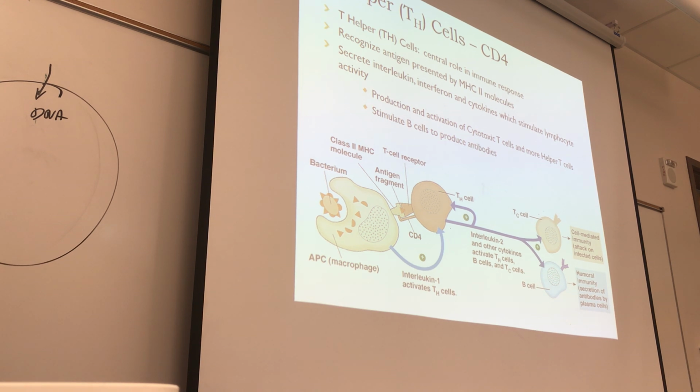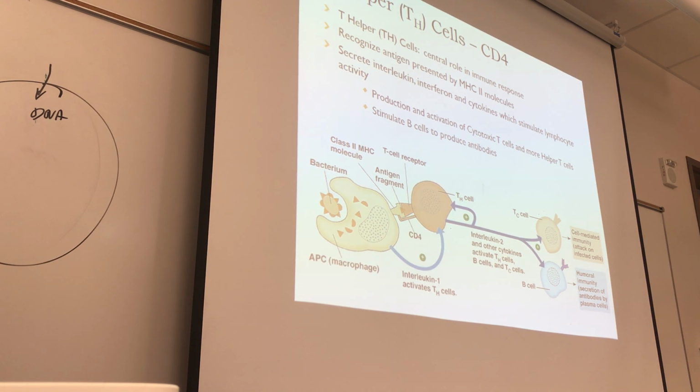So again, class 1 involves an infected cell and a cytotoxic T cell. Class 2 involves an antigen-presenting cell and a helper T cell. And again, the key is clone, clone, clone, clone army. I need lots and lots of these guys, and I need them to all be very specific for that particular infection.